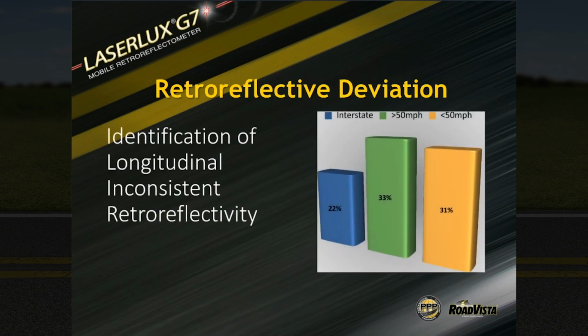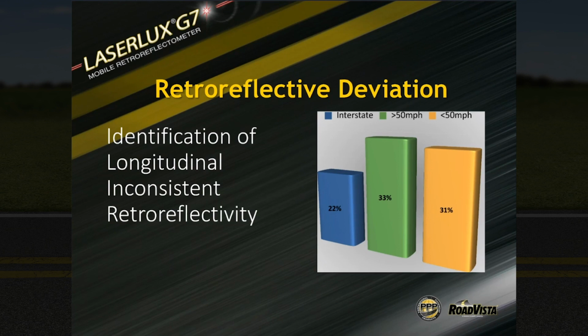So now let's talk a little bit about retroreflectivity deviation. This is identification of longitudinal inconsistent retroreflectivity. This is basically dark light, dark light, dark light, or when you have some corrugation, or mainly this occurs when there's like a curve. The markings will deviate a little bit because of being run over more often, a construction zone, that type of thing. There was quite a bit of deviation here.